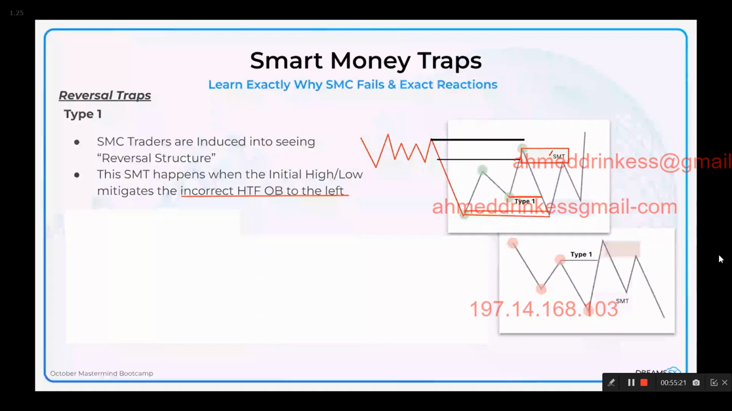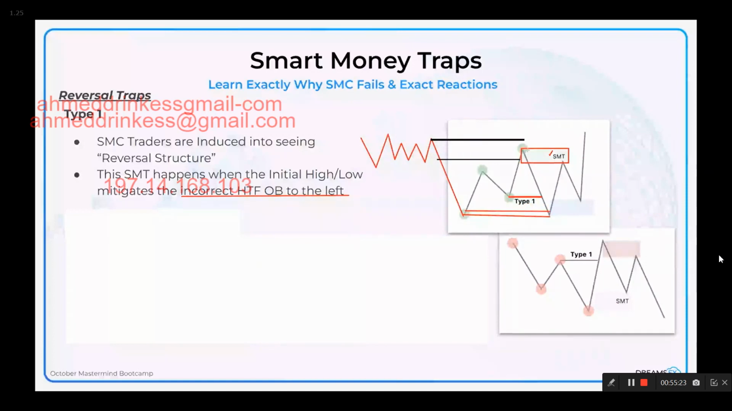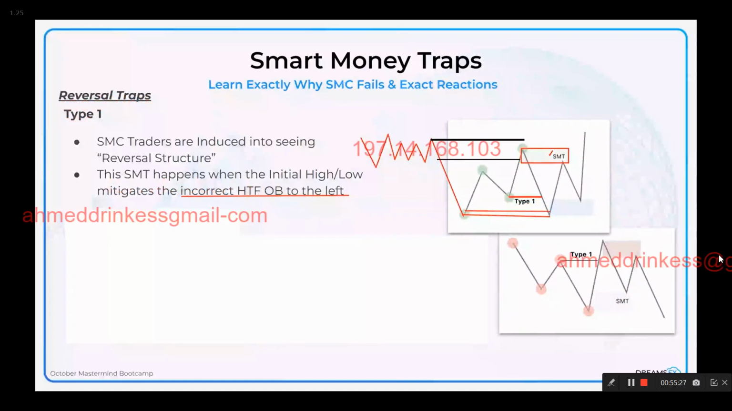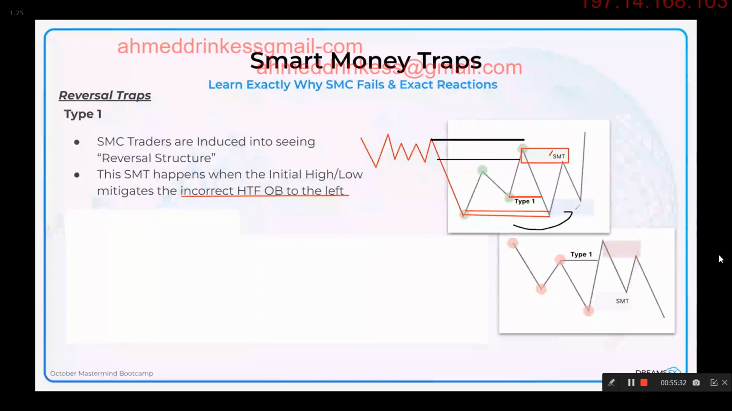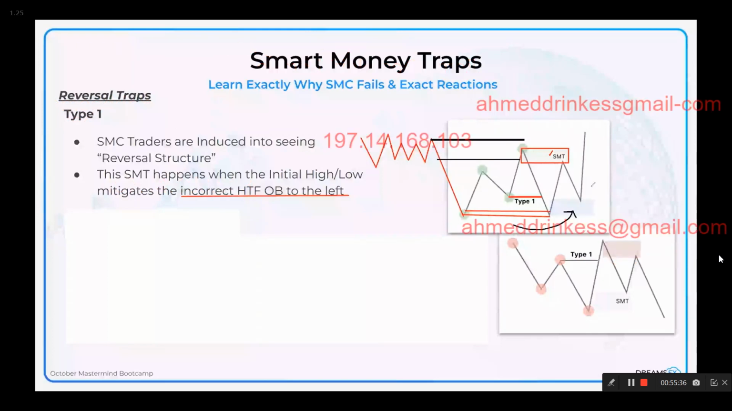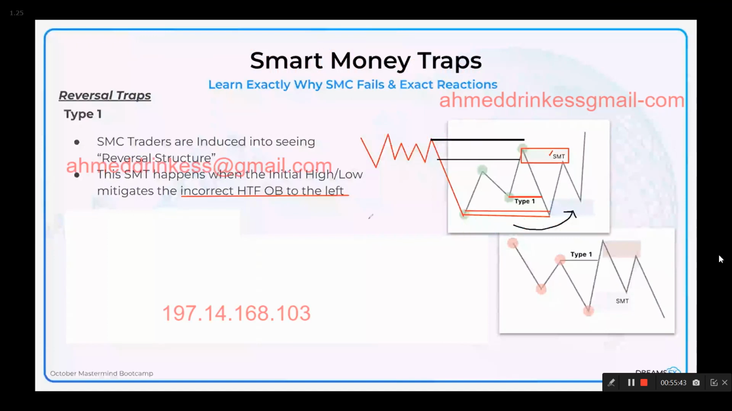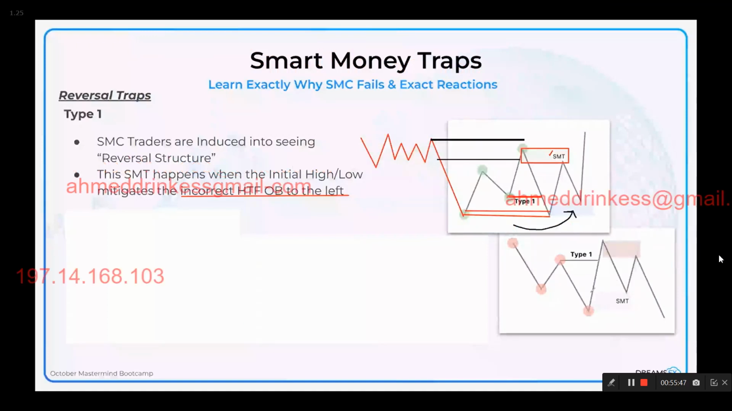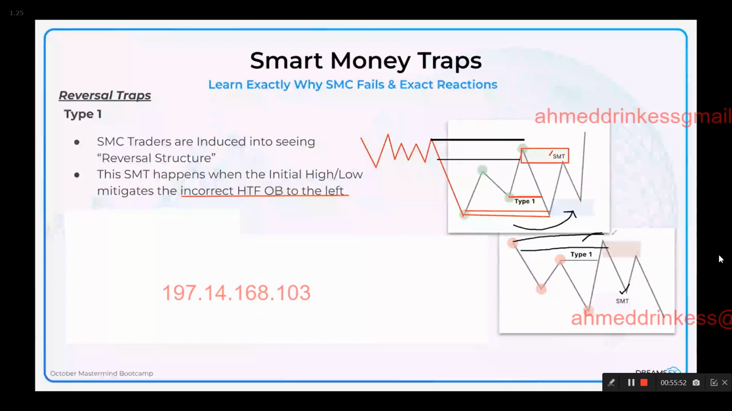The whole purpose of this wrong and incorrect higher time frame OB to the left is to cause a pullback to then follow this. And this is what we consider order flow. Whenever you see an SMT get mitigated and price starts to react, you need to envision this. This is one of the most important things about smart money traps. When an SMT is mitigated, follow order flow in the opposite direction. So as soon as this SMT is mitigated, follow the bearish order flow.